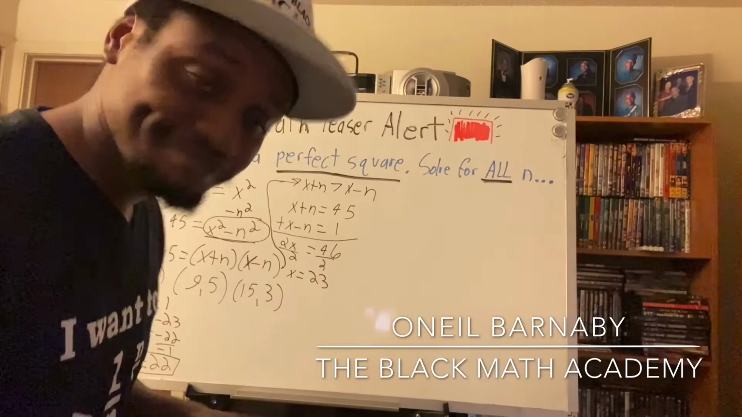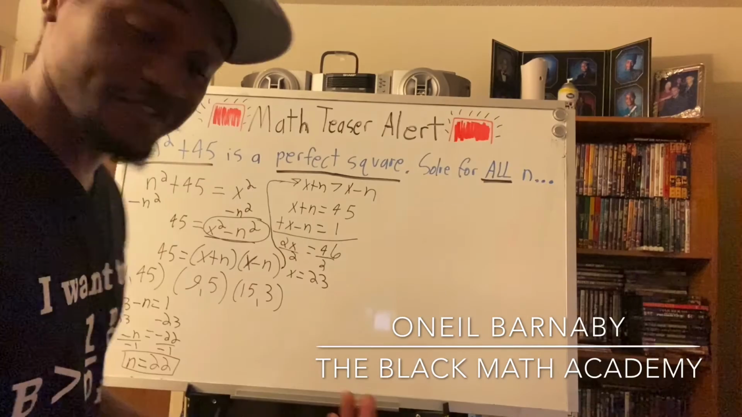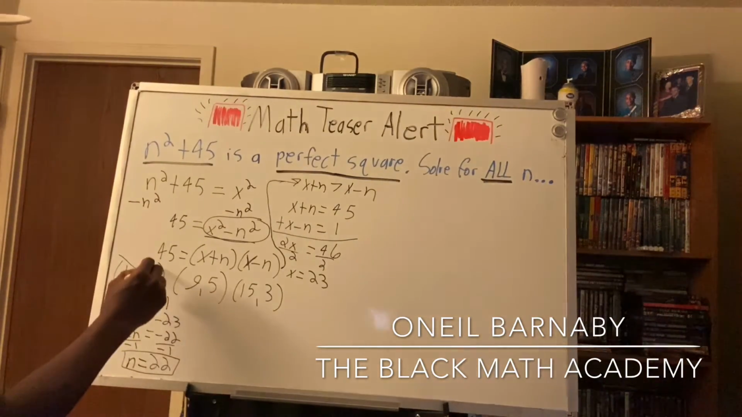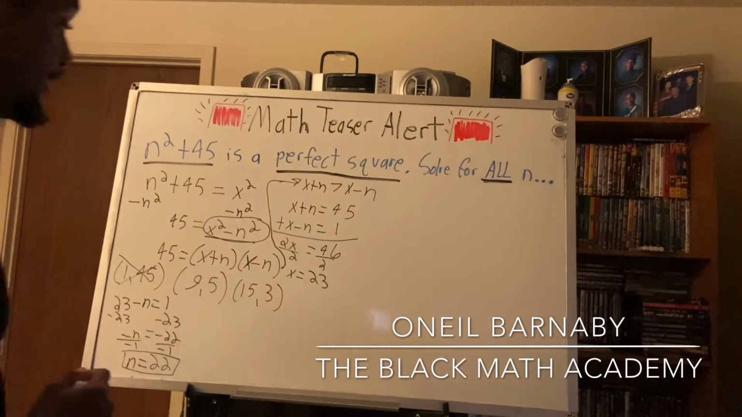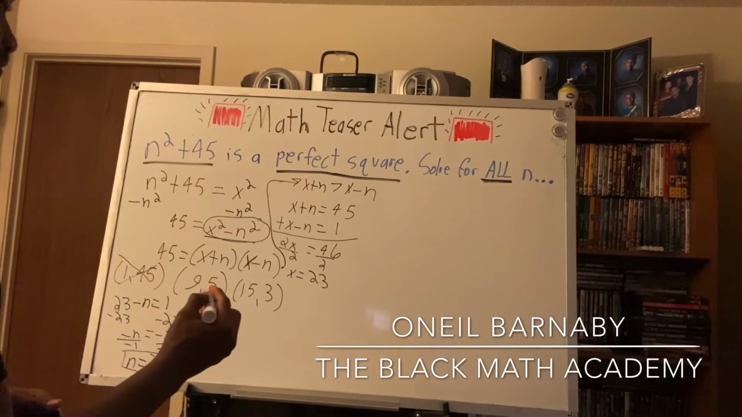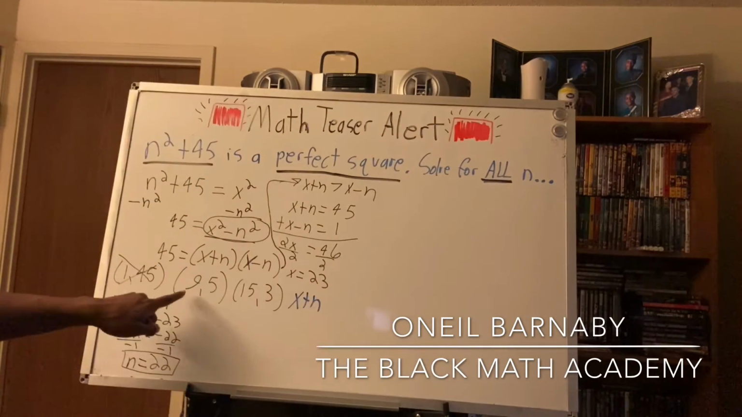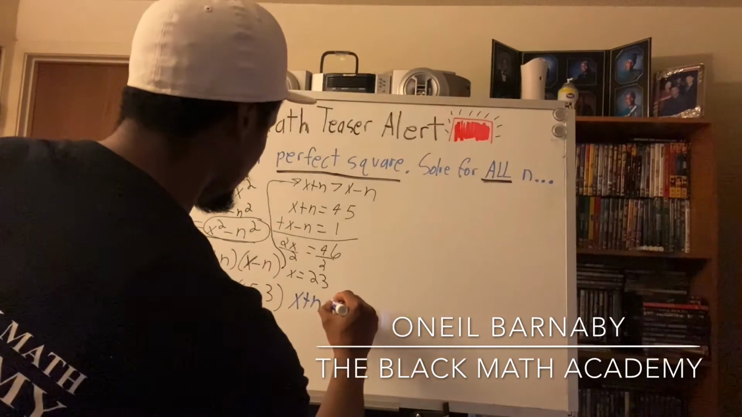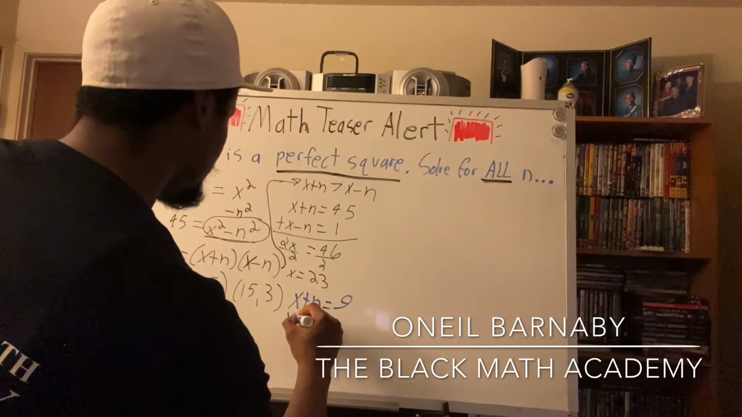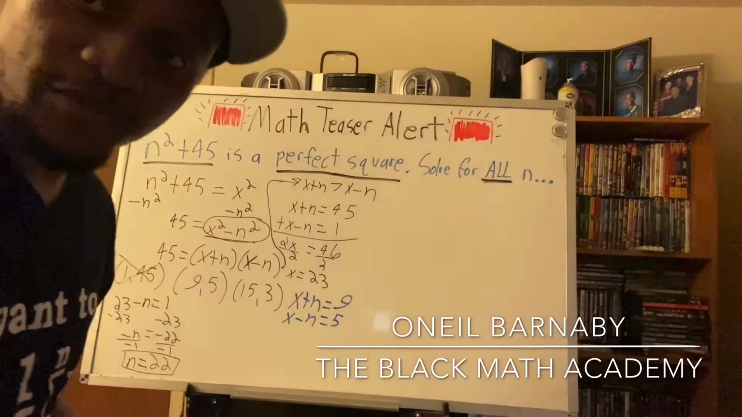So far, so good? So now we just apply that same process to the other pairs of factors. We did 45 and 1. Now we can do 9 and 5. All right, so let me do that in a different color. I'll do it here. So x plus n for the quantity 9 and 5. 9 is bigger than 5, so x plus n has to be equal to 9. And x minus n has to be equal to 5. And then we just perform the same things we did before.